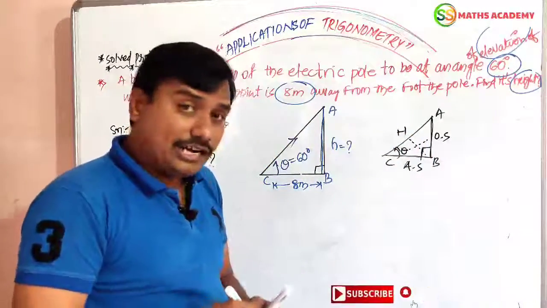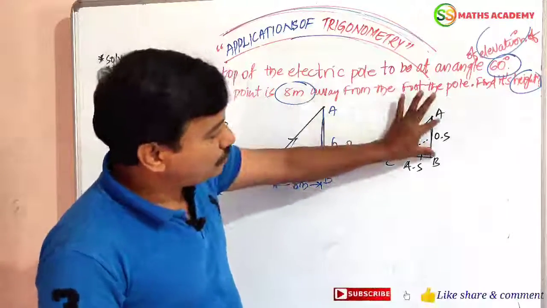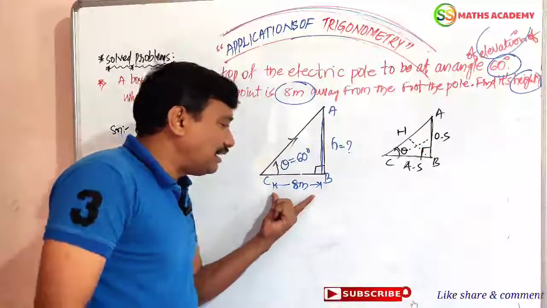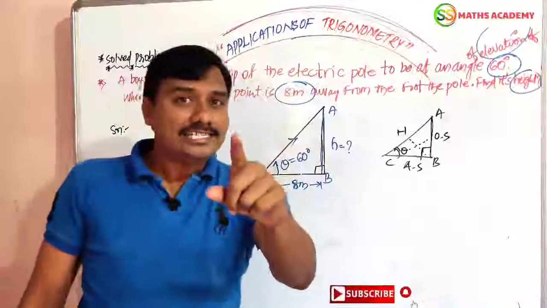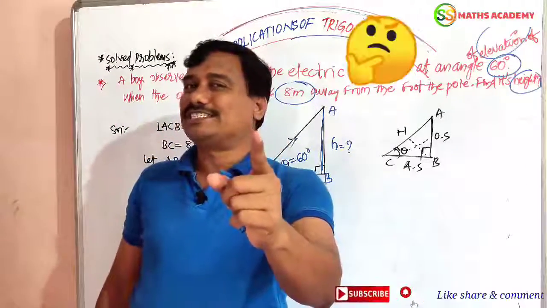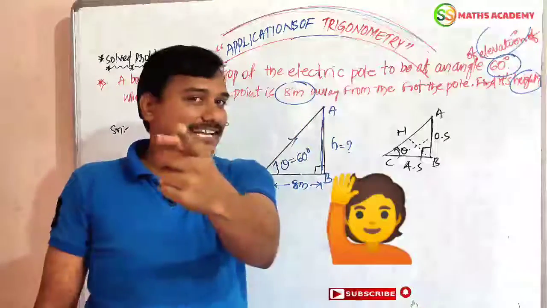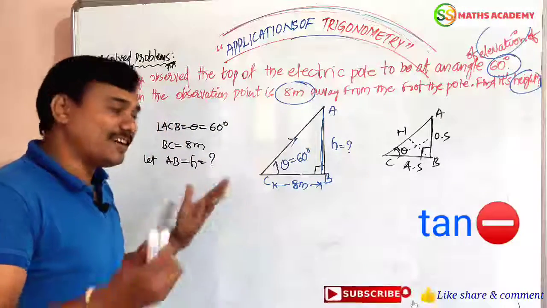Dear friends, we have to compare these two diagrams. Which one we have to find? AB. That is the opposite side, we have to find. Which is given? BC is given, that is the adjacent side. So we have to find opposite side by adjacent side. Think, yes, tan theta. That trigonometric ratio I have to apply here, then we will get the answer, right friends?